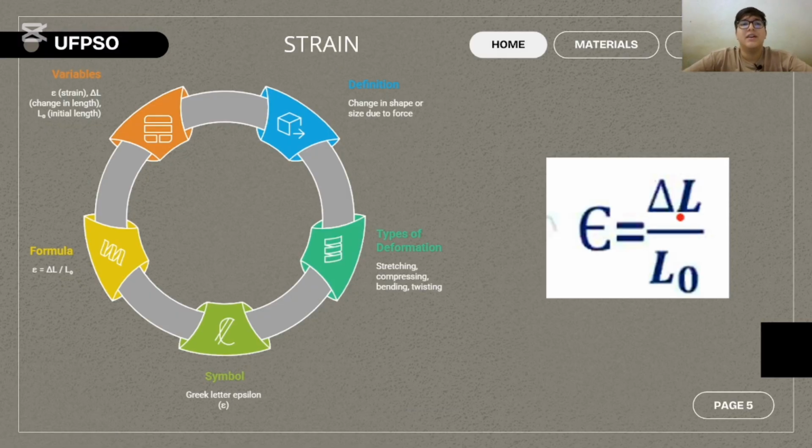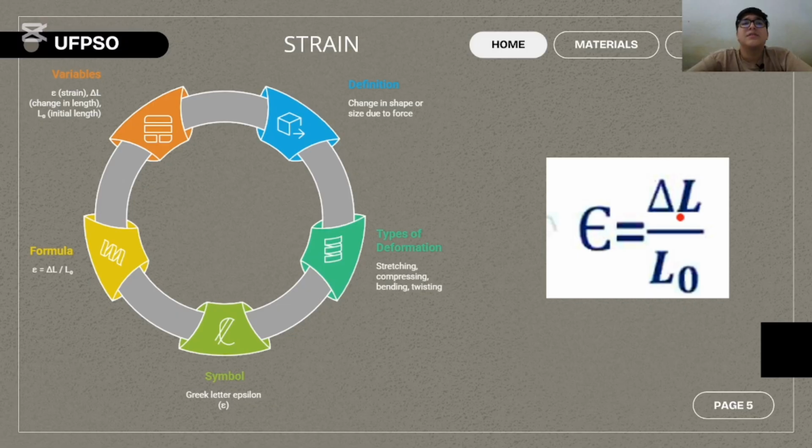Strain is the change in shape or size that a material experiences when a force or load is applied. When a force acts on a material, it might stretch, compress, or bend, and the change that occurs in the material is called strain. Strain is represented by the Greek letter epsilon, equal to the change in length over L sub 0, the initial length.